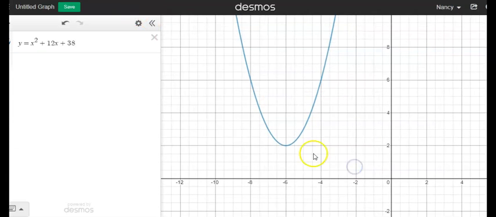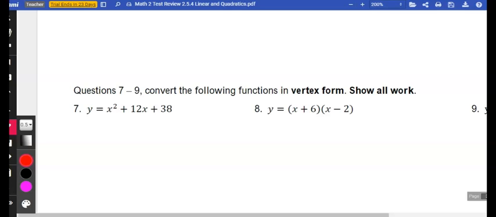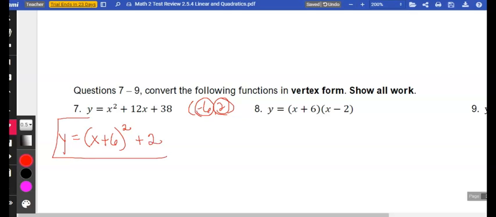Where is my vertex? My vertex is what I'm looking for because I need to write it in vertex form. So my vertex is -6 and 2. So let's go back over here. Vertex, -6, 2. Just make a note of it. Okay, so remember vertex form is y equals, and then in parentheses you have x, and then you take the opposite of your x value. So x plus 6, and then you have the squared right here. And then your y value just goes out here plus 2. That's it.